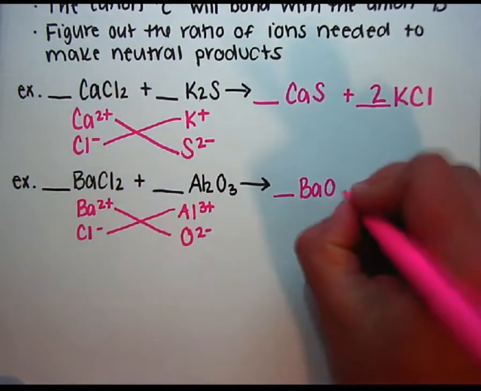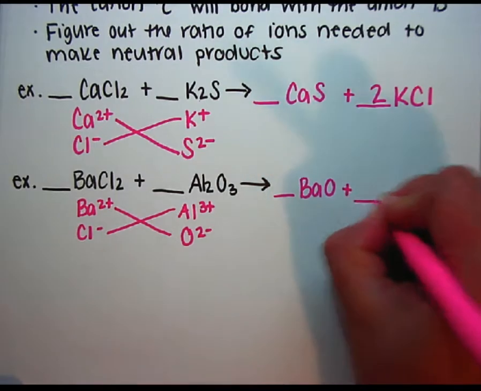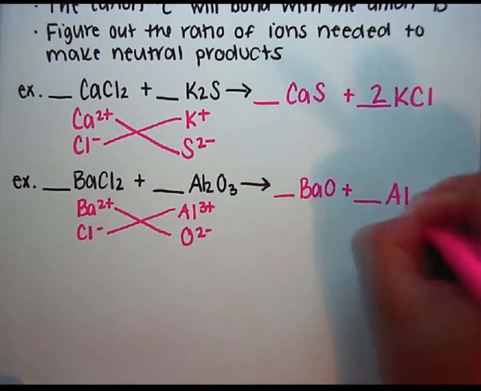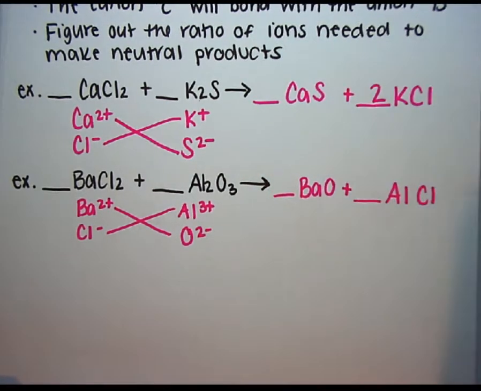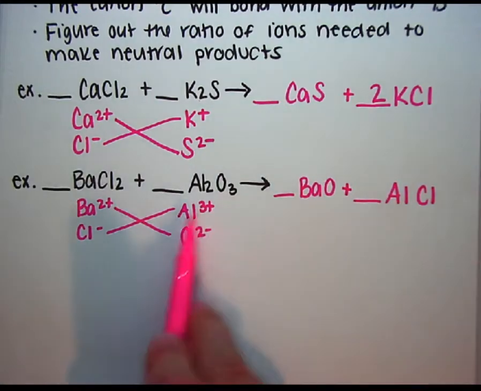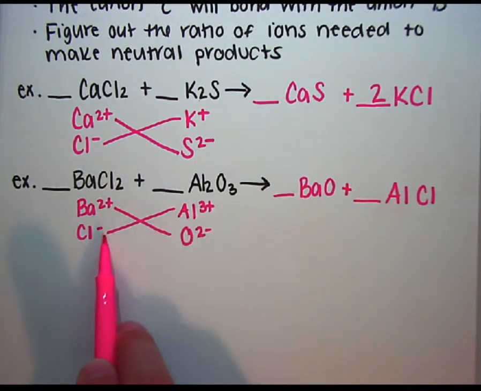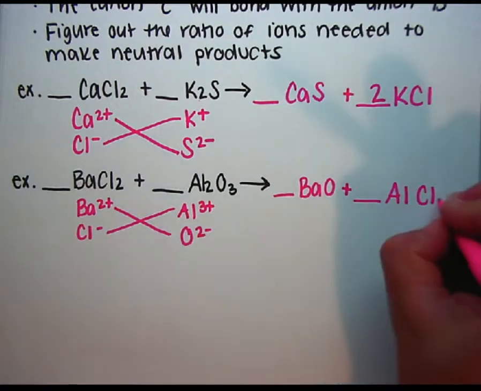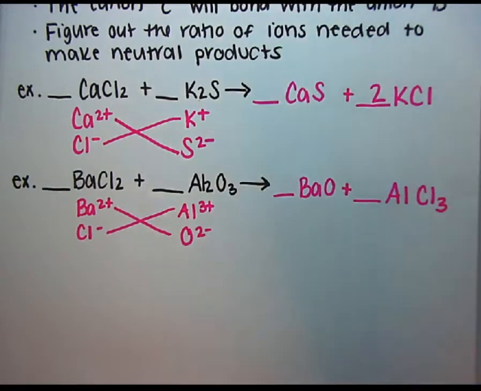Aluminum will bond with chlorine. Again, make sure the cation comes first, the anion comes second. Next, think about the ratio needed to make a neutral compound. Aluminum is +3, but chlorine is only -1. So I would need 3 chlorines to make that compound neutral.